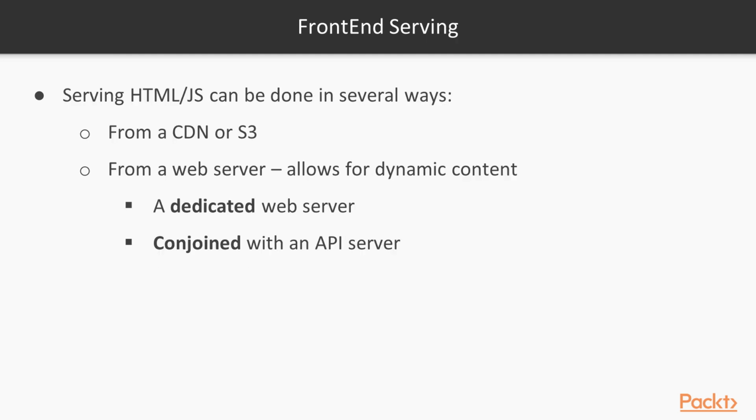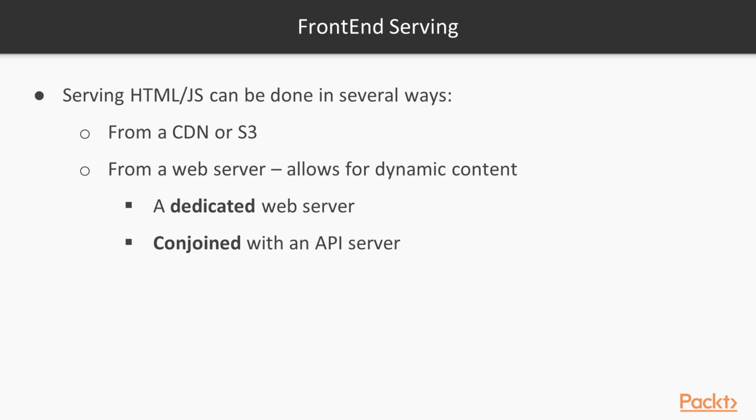Serving static HTML and JavaScript content can be done in several ways: from a CDN, an S3 bucket, or from your own web server. This server can be separate from the API server or joined. Choosing to separate them is usually beneficial since UI and API have different serving and scaling patterns. Serving from static platforms like S3 and CDN means no dynamic server content, since you can't do work on the server side.